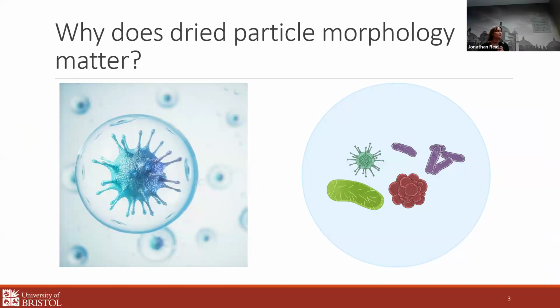Also, respiratory aerosols are an example of aerosol droplets that have inclusions in them. So again, understanding how these droplets dry and understanding the morphology as they form helps us understand a little bit better how respiratory aerosol droplets dry in the air.